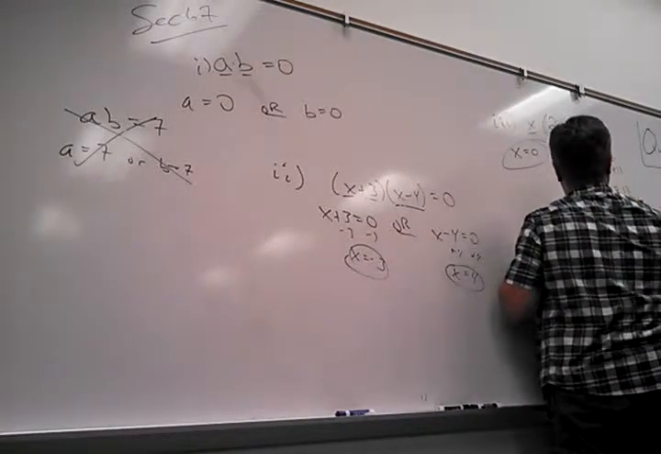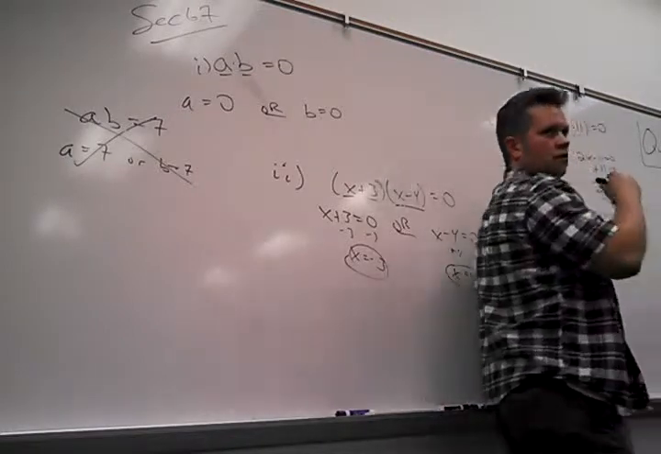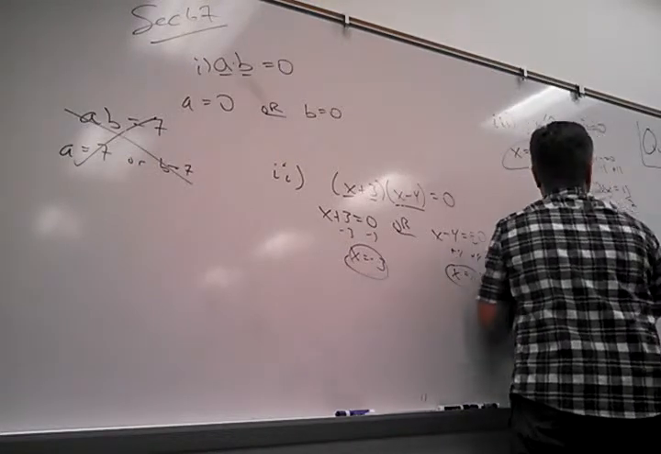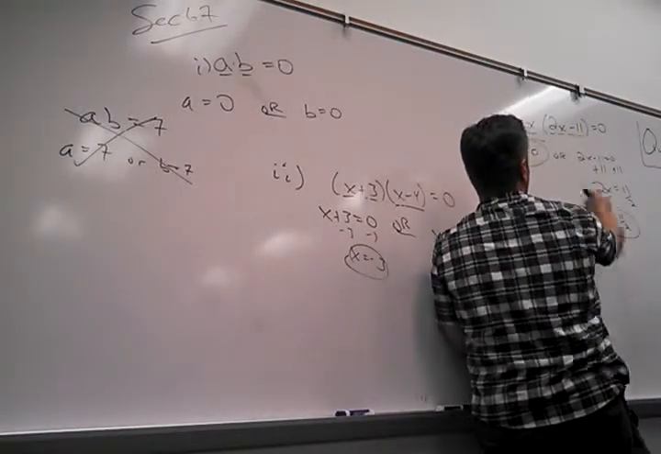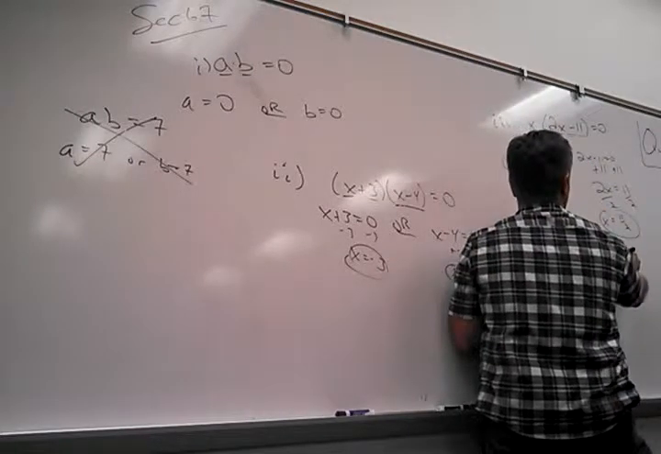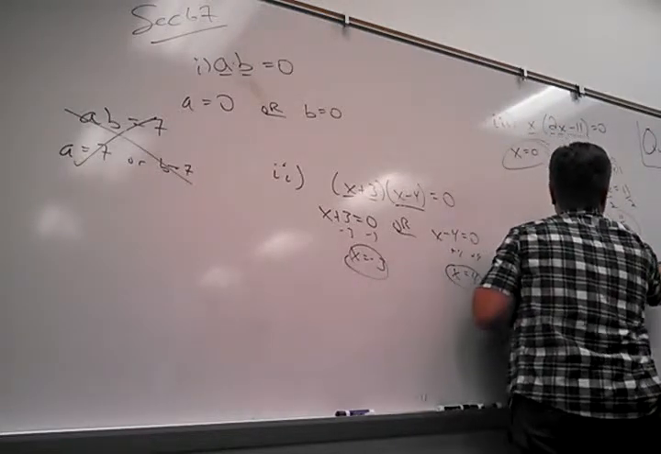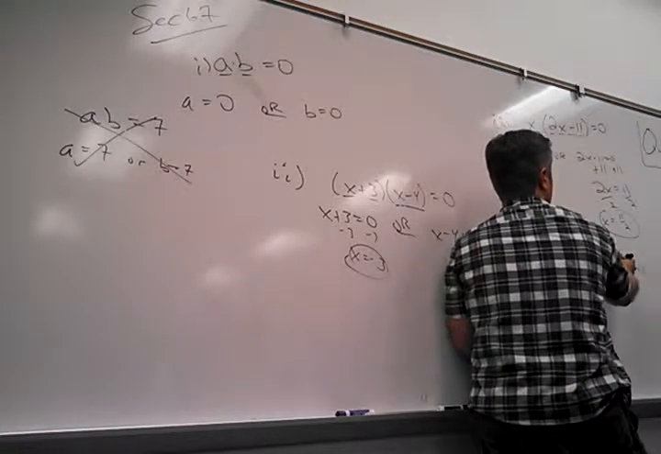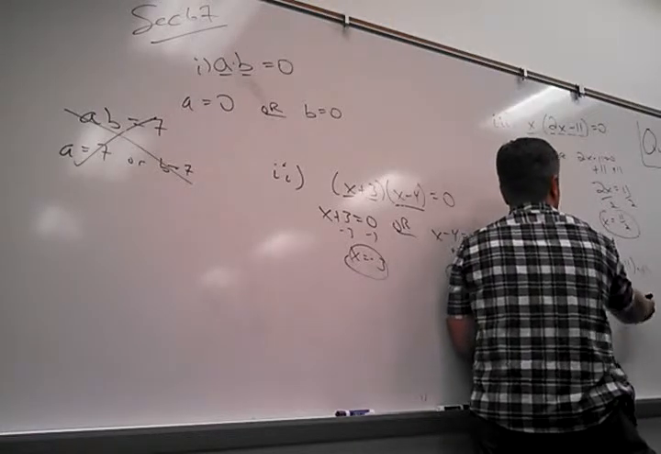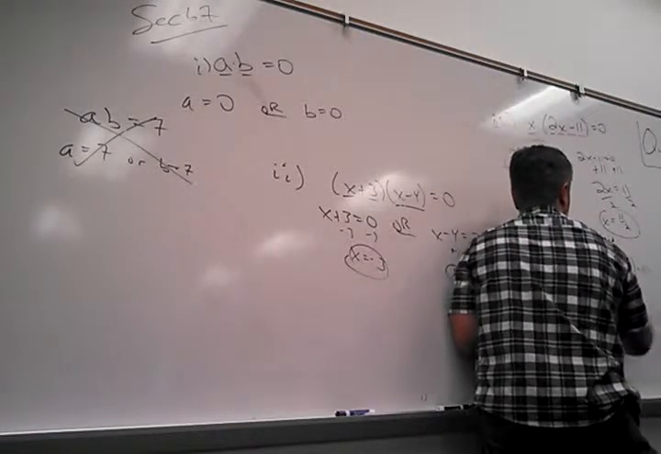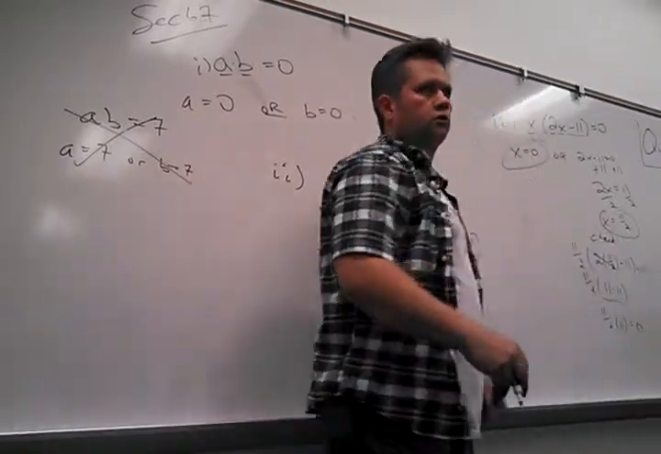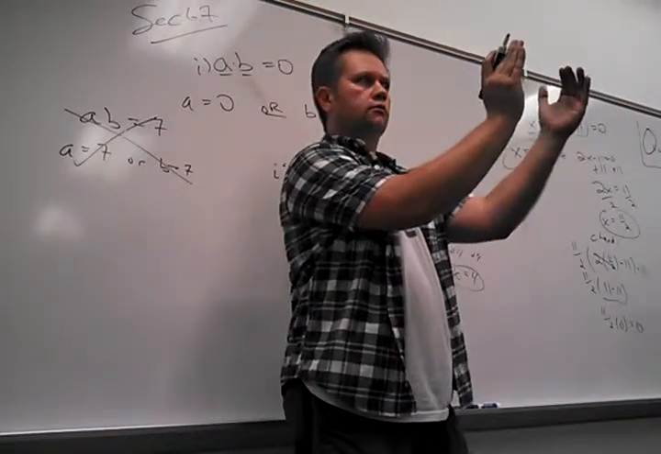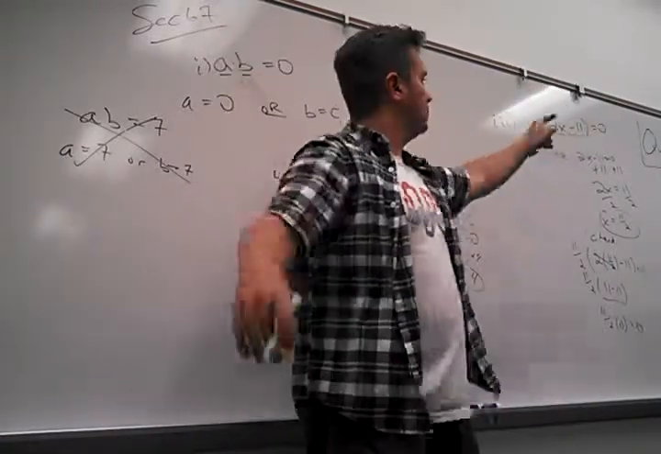Divide by 2. So let's check it. If I make x equal to 11 over 2, I get 11 over 2 times twice 11 over 2 minus 11. What's twice 11 over 2? 11. What's 11 minus 11? 0. What's that times 0? 0. It's true. So the whole point of this is, if I make either piece of that 0, then of course the whole thing is 0, because it's multiplying.